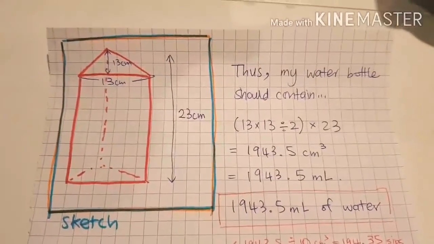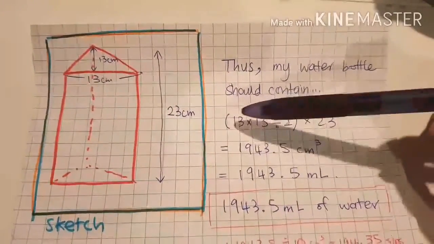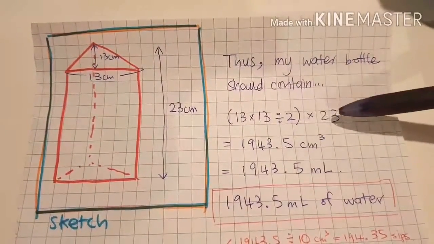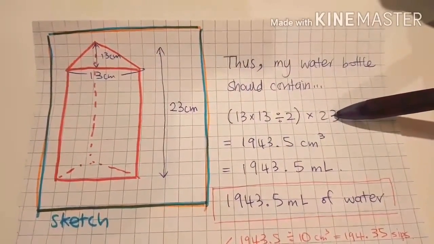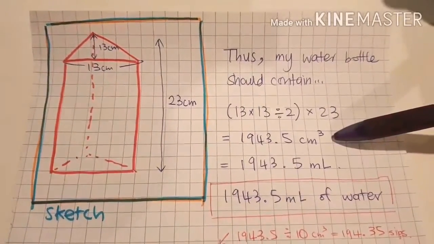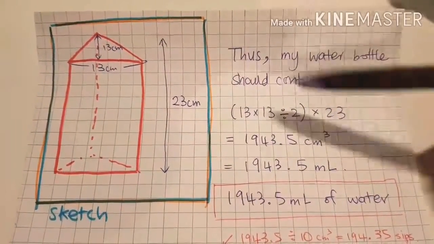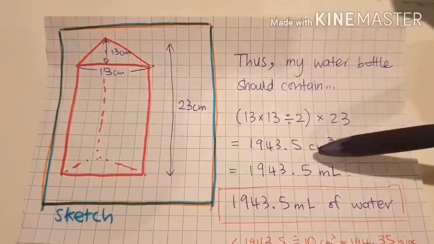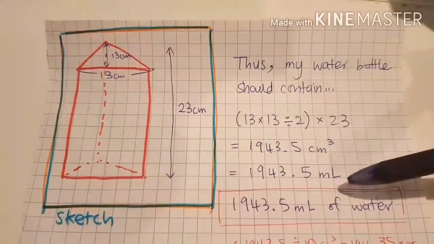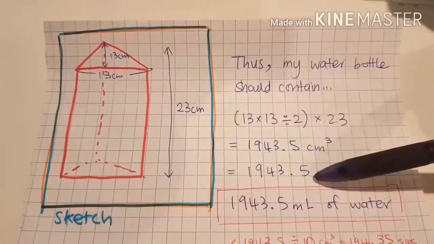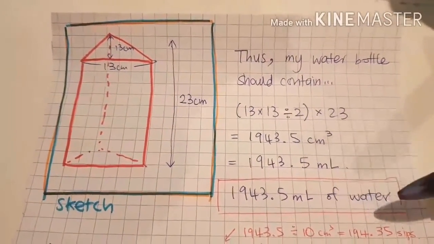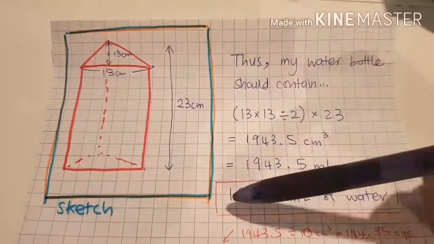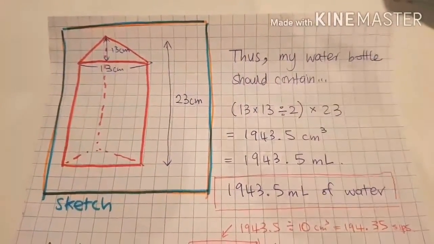Now you have to calculate the volume. So base area of the triangle times the depth is the volume. I wrote it down as cubic centimeters first because my unit was all in centimeters, right? And cubic centimeter is equivalent to milliliters, so I simply changed it into milliliters. There you go. And I said my water bottle should contain this much water.